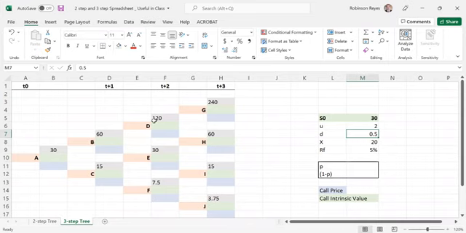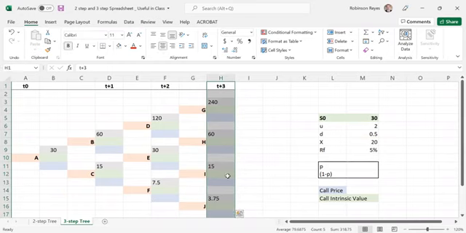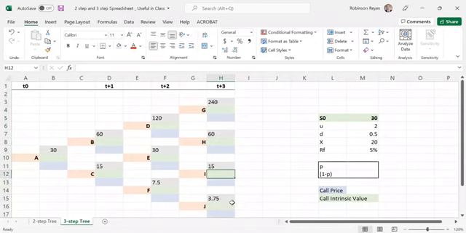Once we have the stock prices, then the next step is to calculate the intrinsic values at the terminal nodes. So we go to the terminal node, which is at the terminal time period, which is t+3, and we solve for the intrinsic value of a call option in this case in each one of these scenarios.